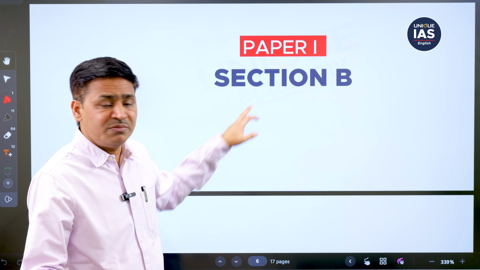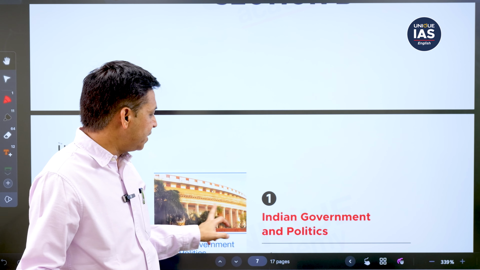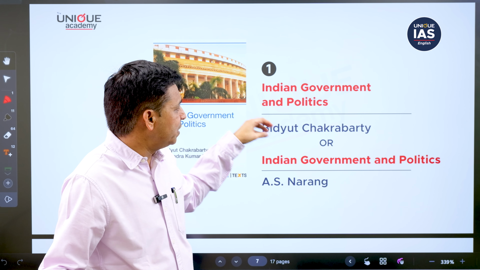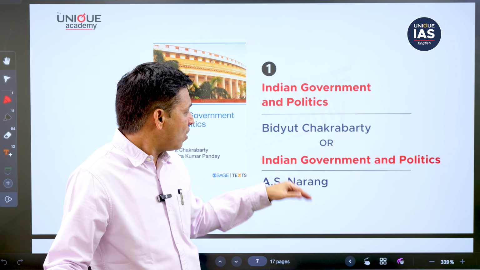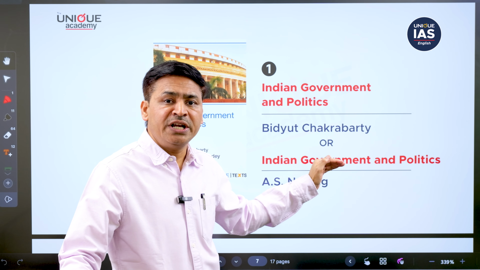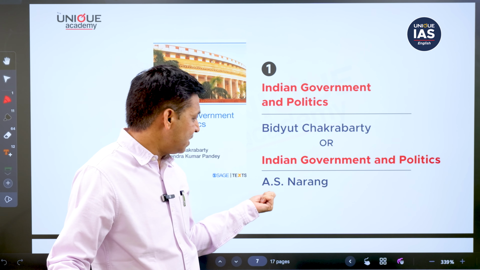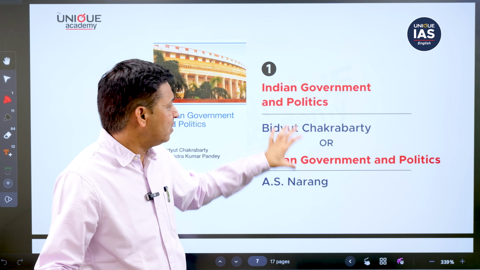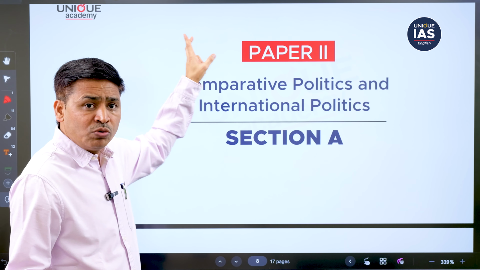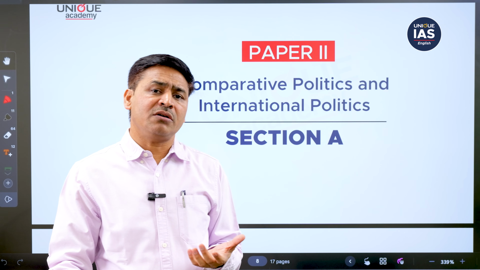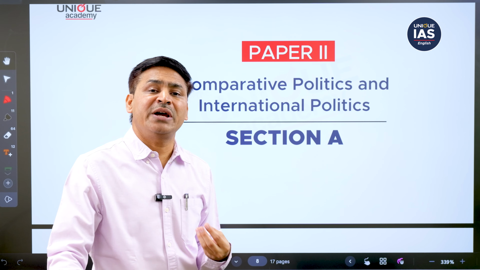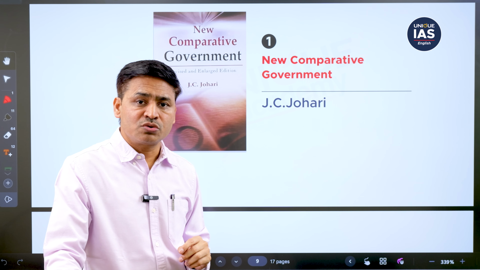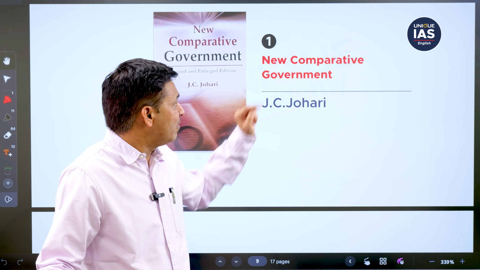Then comes section B, which is known as Indian Government and Politics. So I have included 2 books. One is Indian Government and Politics, written by Vidyut Chakravarti, or you can refer to Indian Government and Politics, again the title is same, but written by A.S. Narang. So this is a recent one, this is an old one, you can rely on this. And that book is more than sufficient, because anyway for GS you refer to M. Lakshmikant's book.